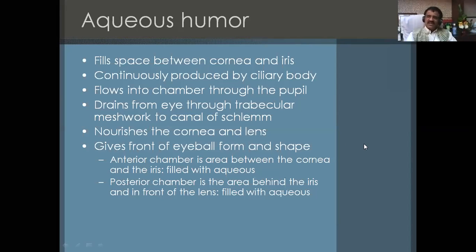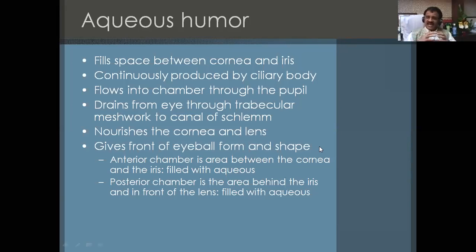So now the turn comes to aqueous humor. It is a fluid and it fills the space between the cornea and the iris. Okay, it is continuously produced by the ciliary body and flows into the chamber through the pupil. The pupil is a space between the anterior chamber and posterior chamber, and it drains from the eye through the trabecular meshwork to the canal of Schlemm. So the canal of Schlemm is draining it out, and it nourishes the cornea and lens from inside, and gives the front of the eyeball form and shape.